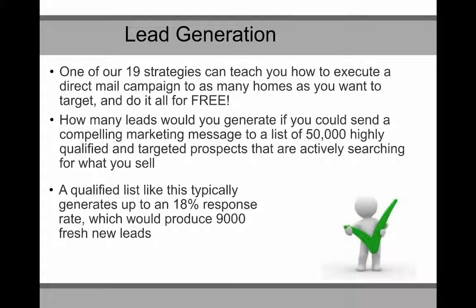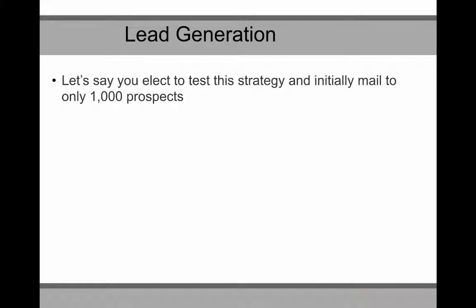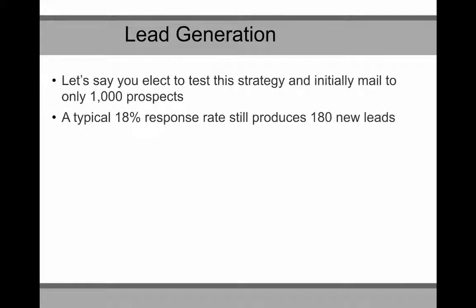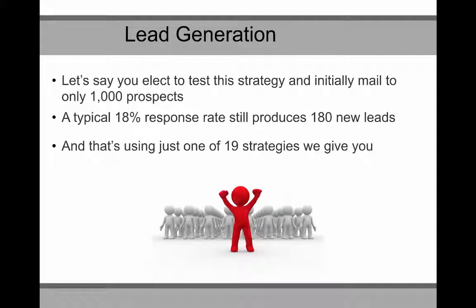A qualified list like this typically generates up to an 18% response rate, which, when mailing to 50,000 homes, would produce 9,000 fresh new leads. But suppose you decide to test this strategy by first starting out smaller. Let's say you elect to initially mail only 1,000 prospects. A typical 18% response rate still produces 180 new leads. And that's just using one of 19 strategies we can give you. Let's discuss several other strategies.